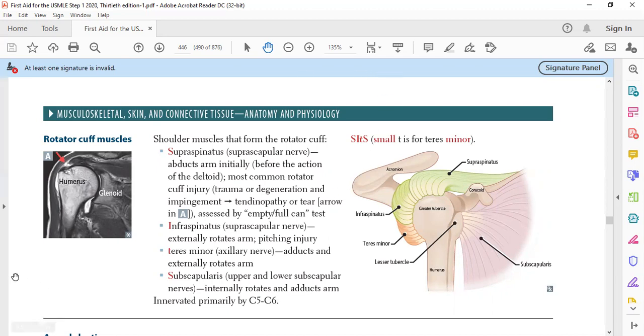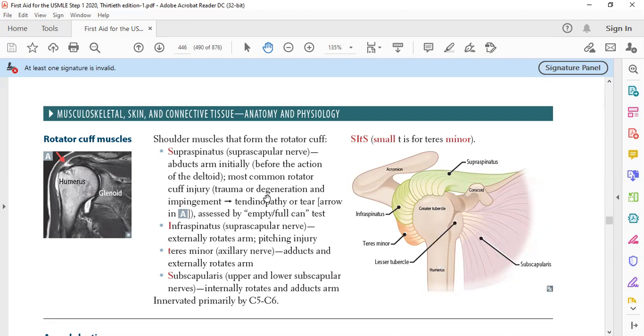So you are getting my point. It's supraspinatus, suprascapular nerve; infraspinatus, suprascapular nerve; teres minor, axillary nerve. See, it is near the axillary nerve place. Then we have subscapularis, which has the upper and lower subscapular nerves. It will rotate the arm internally and adduct it, whereas supraspinatus will abduct the arm, moving it away from the body.